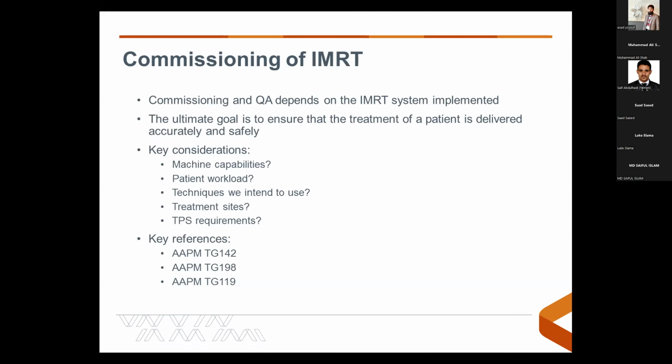Key references for commissioning are AAPM TG142 and TG198, the new TG document, and AAPM TG119. And if you want to look at the TPS as well, TRS 430, and there are some other AAPM documents about TPS commissioning, which are also important for IMRT.